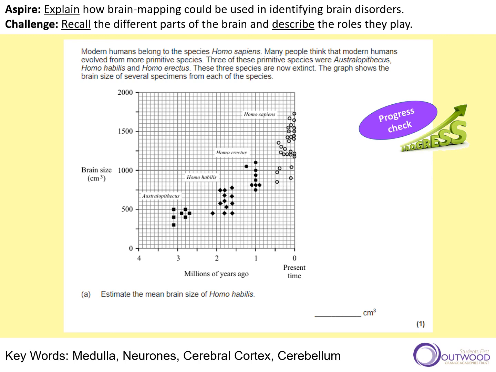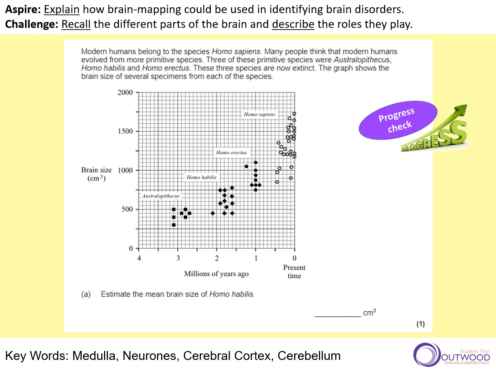Modern humans belong to the species Homo sapiens. Many people think that modern humans evolved from more primitive species. 3 of these primitive species were, now this is going to be hard to say, Australopithecus, Homo habilis, and Homo erectus, and you can see those there. These 3 species are now extinct, so we can say goodbye to those.